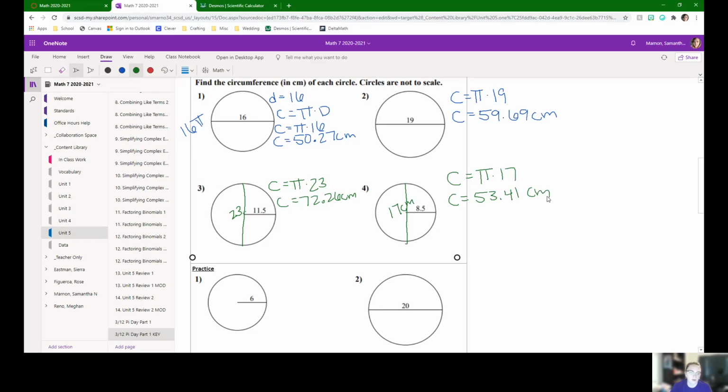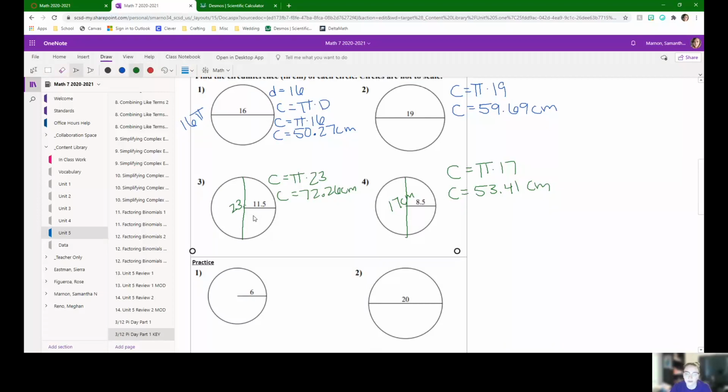Okay, so that's how we do circumference. Circumference is kind of like the perimeter of a circle, all the way around a circle. So when we're looking at these, the only trick is to make sure that we have the diameter. So we want all the way across. If they only give us the radius, halfway across, we just need to double it.